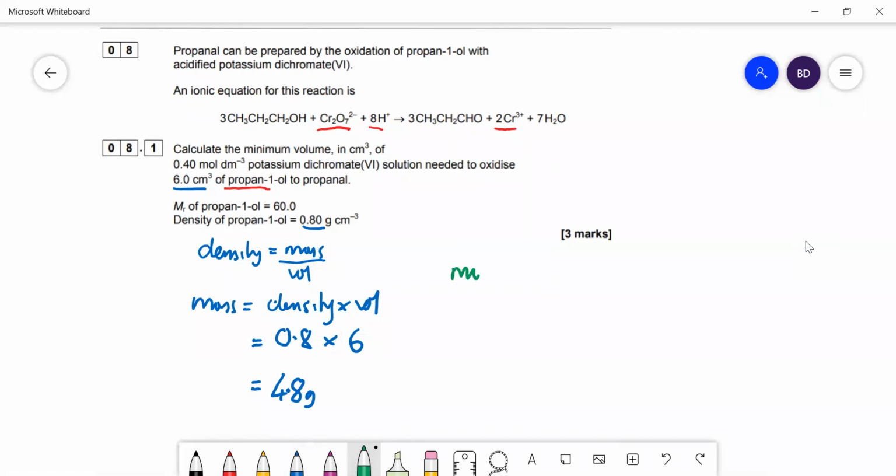Okay, now let's work out our moles of propanol from that mass. So moles propanol is equal to the mass divided by the MR. The mass is 4.8 grams and the MR of propanol is 60, they tell us. Okay, so that gives us a value of 0.08 moles.